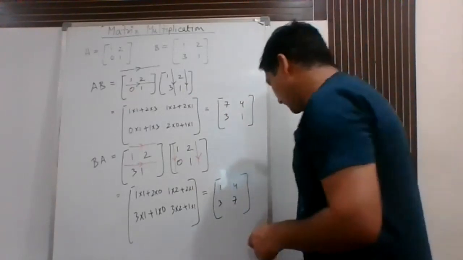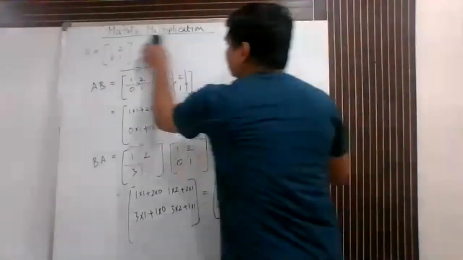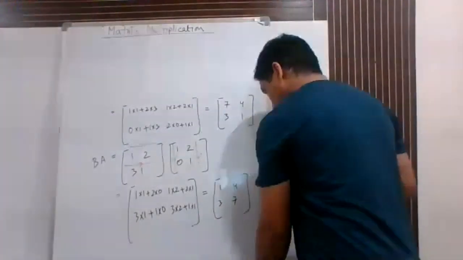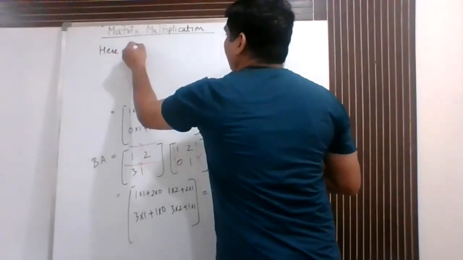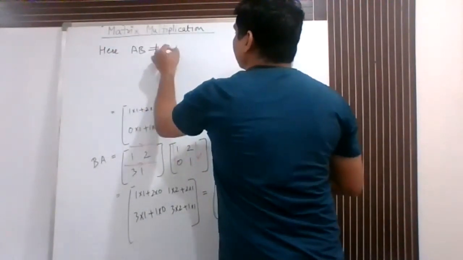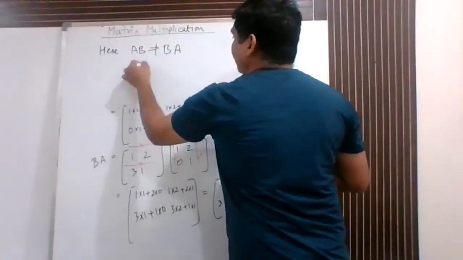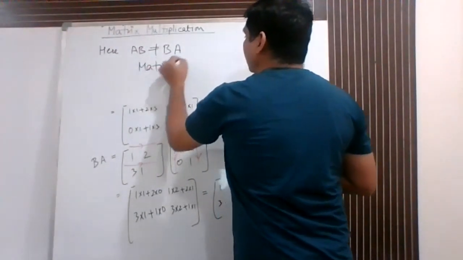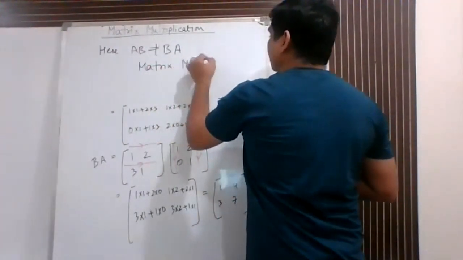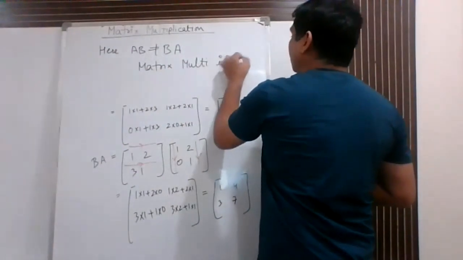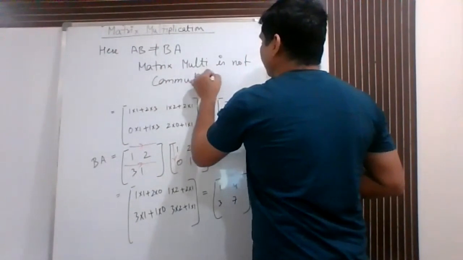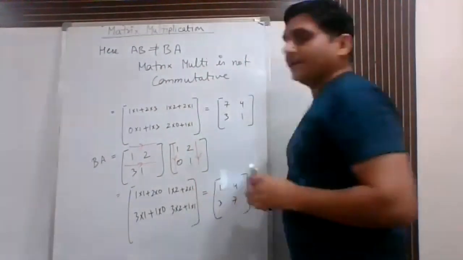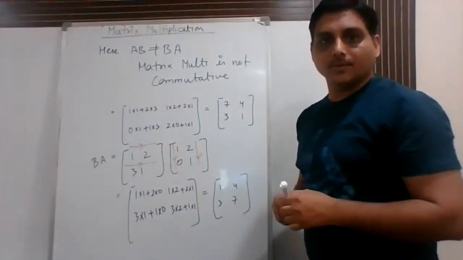So we can write this. Here AB is not equal to BA. Therefore, matrix multiplication is not commutative. So matrix multiplication is not commutative.